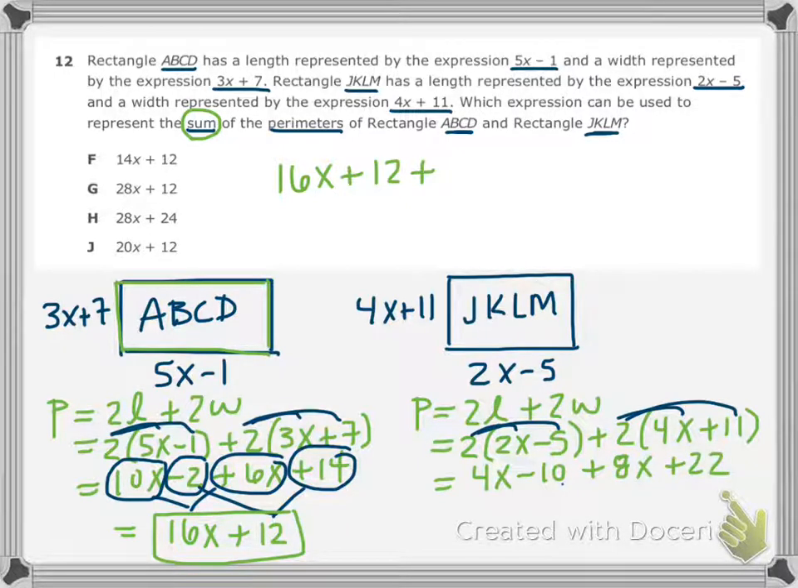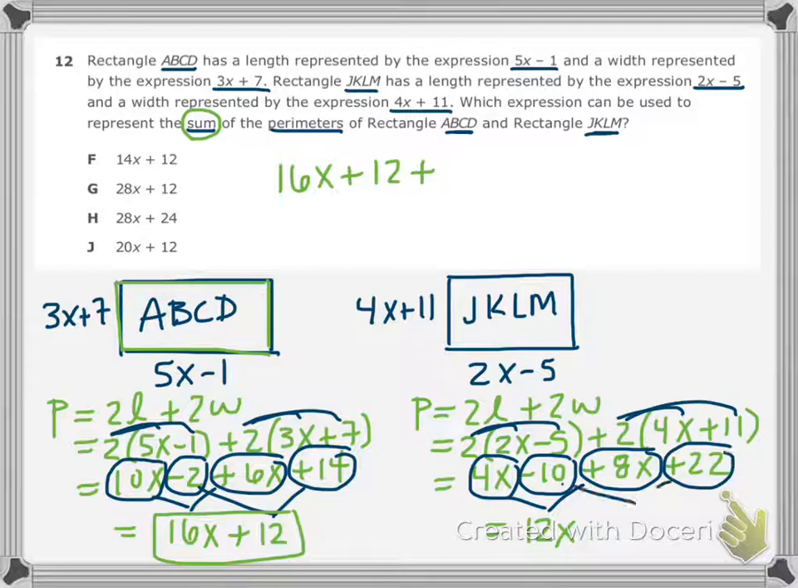Now we'll combine our like terms. I've got 4x plus 8x. That's going to combine to make 12x. And then I also have a negative 10 plus 22. And that's going to combine to make positive 12. So this is my perimeter of the second rectangle.